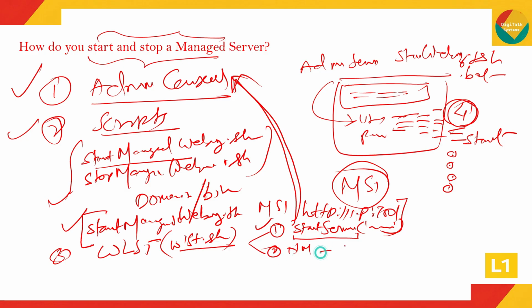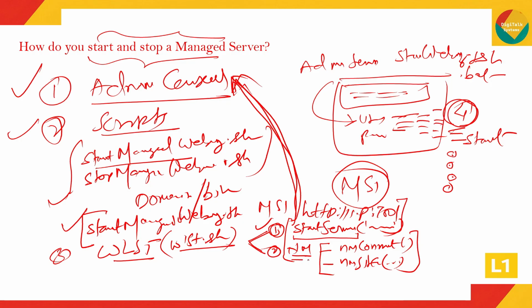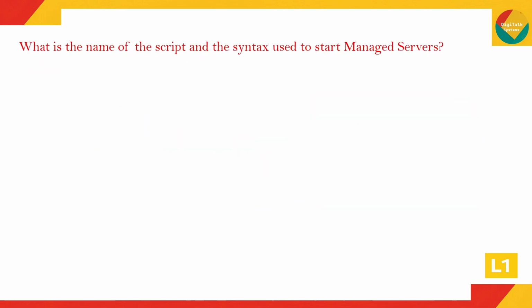For that you need to connect to the node manager with the help of nmConnect, and then you can run the command nmStart and provide the name of the server here. This is the same process that we have seen for the admin server as well. So to start the managed server, we have two ways specifically in WLST. The first, directly contacting the admin server, and second, using the node manager. So these are the three ways we have to start or stop our managed server.